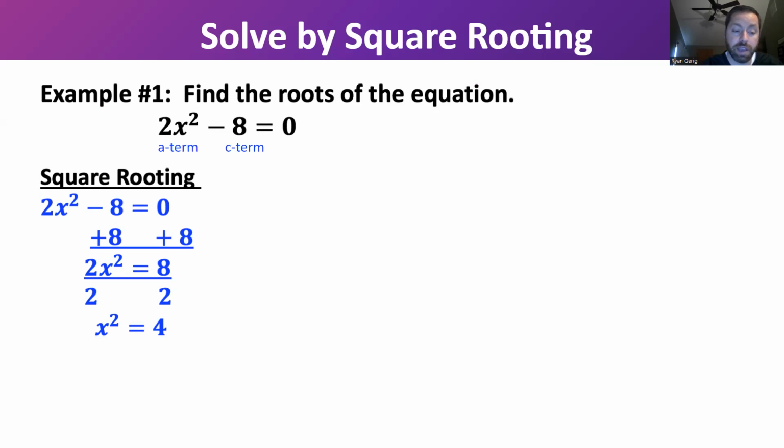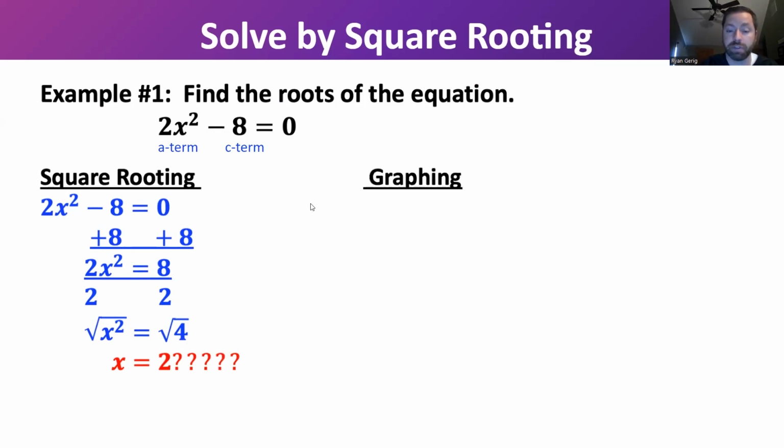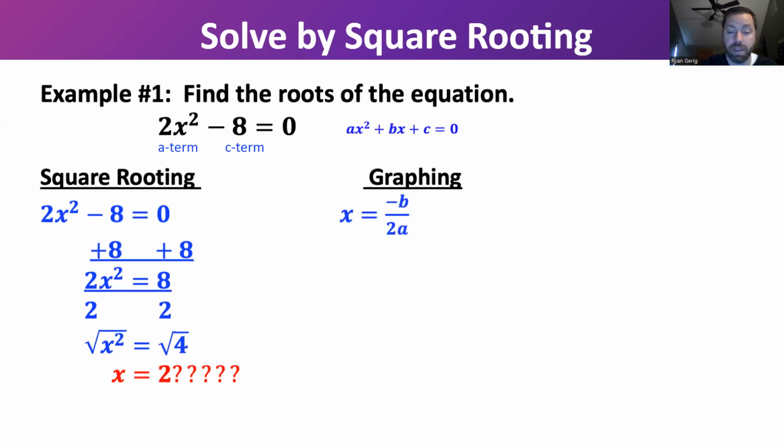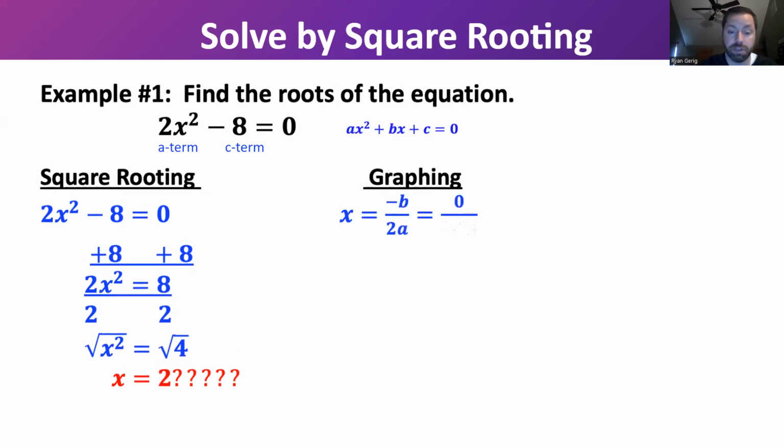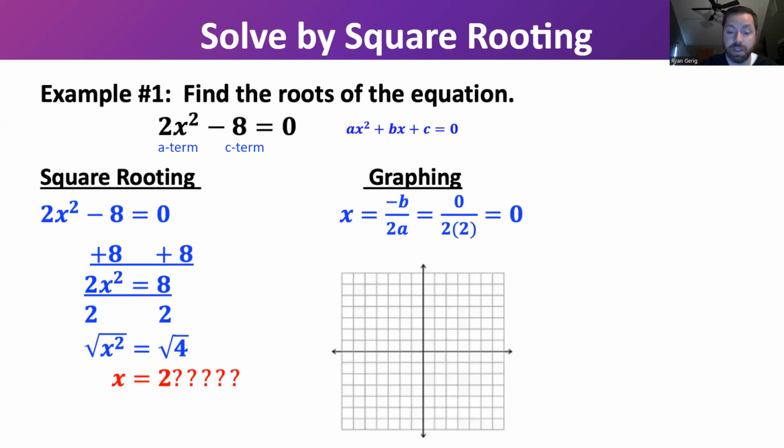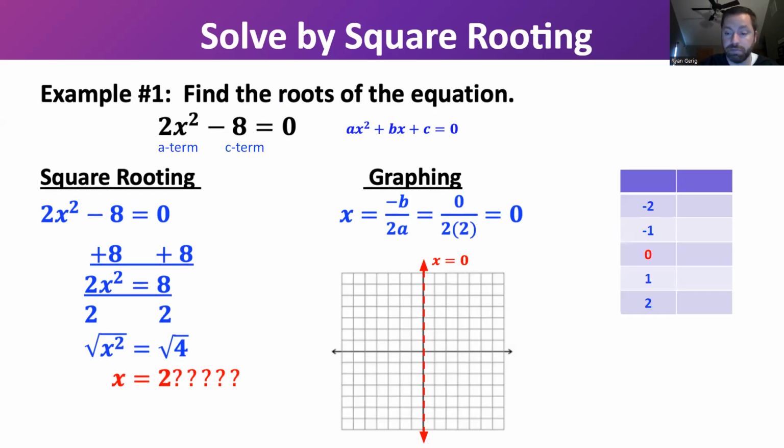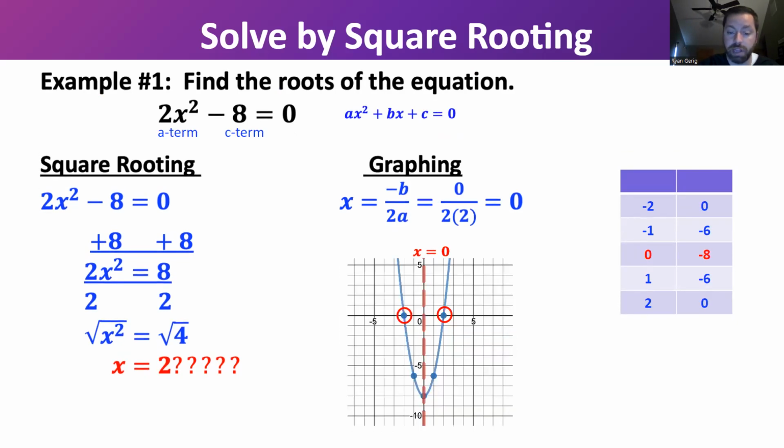Now, how do I get rid of the exponent? Now I take the square root. The square root of x squared is just x. The square root of 4 is 2. But that's one solution. Is that okay? I don't know. Let's take a look. Let's go back to what we did last lesson. We graphed. I'm going to do this very quickly because we already did this. Find the middle. The b term is 0, and 0 divided by anything is 0, so the middle goes right down the y-axis. 0 goes in the middle of the table, then the rest of the x values, 2 smaller and 2 bigger. Plug those in, and those are the numbers you get. Plot them, and you see it crosses the x-axis twice, at -2 and at +2.